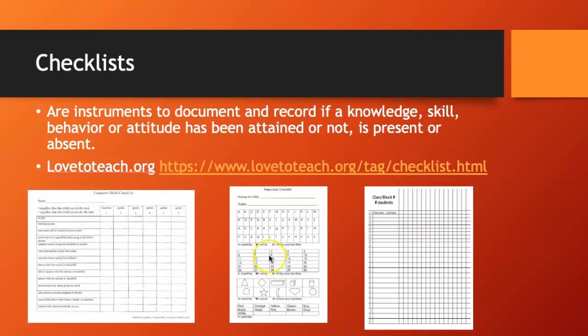So checklists are going to help you take down observations, and they're also going to help you assess, because they're just instruments to document. And then what you do with that data, what you do with the information that you collect through these instruments, is what is going to be considered either an observation or an assessment.